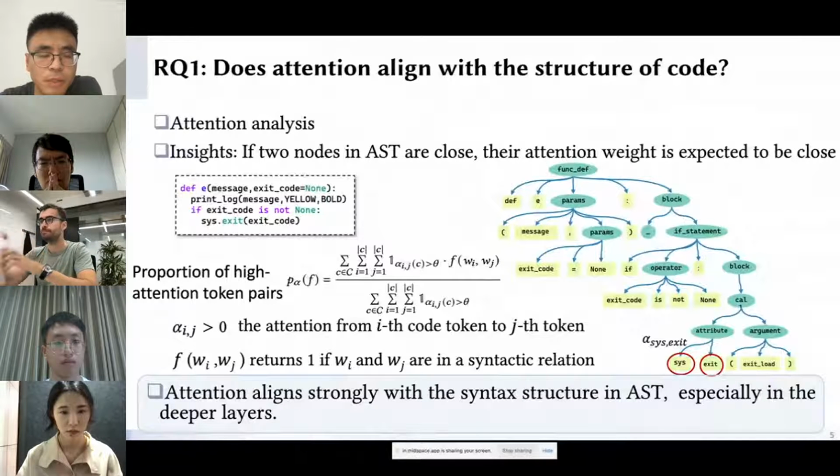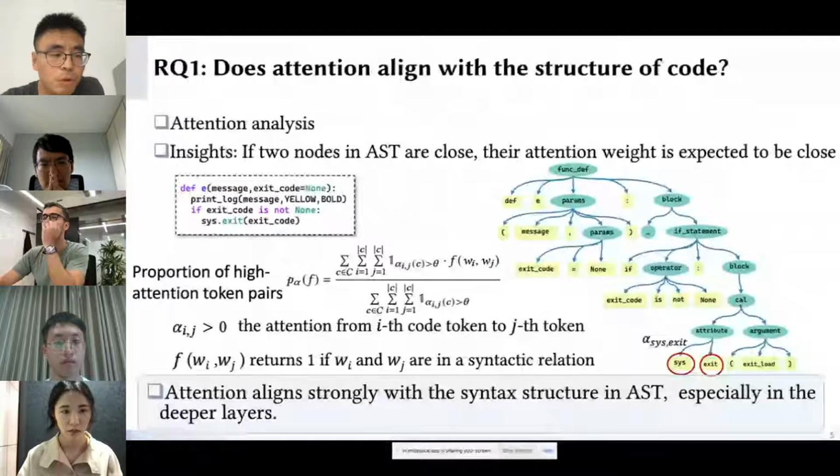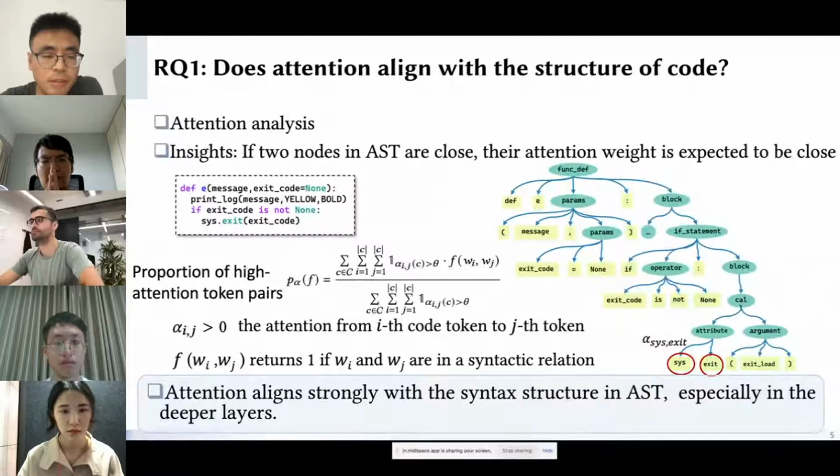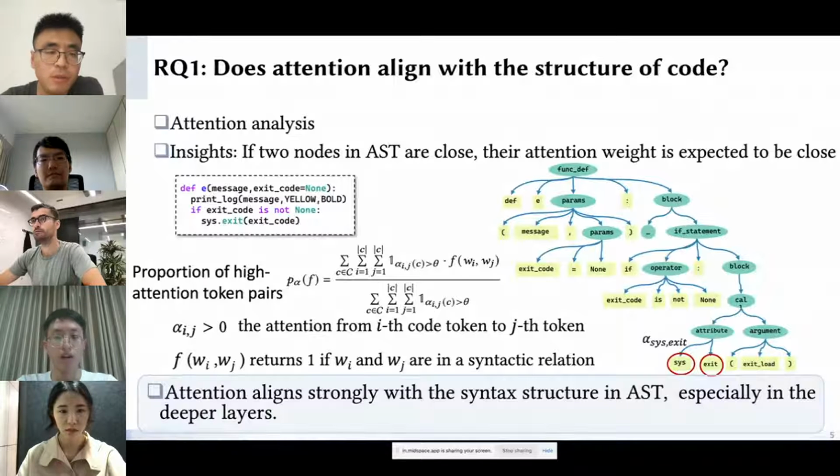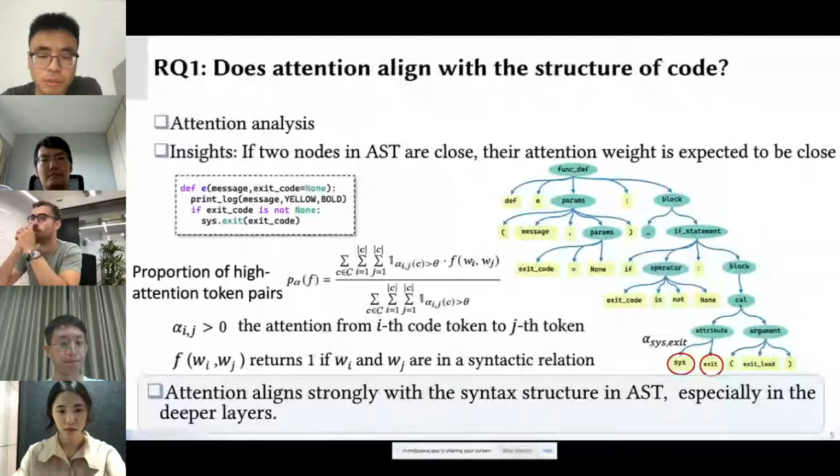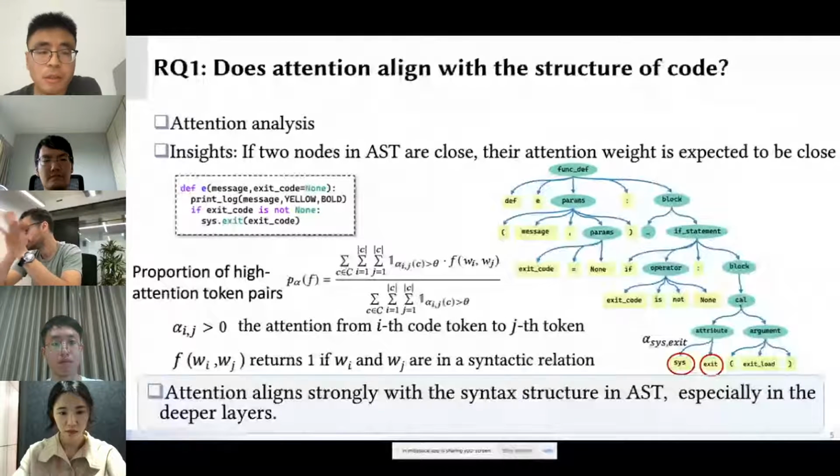So we introduce the proportion of high-attention token pairs, as in this equation, where alpha_ij denotes the attention from token w_i to token w_j, and f(w_i, w_j) returns 1 if w_i and w_j are in a syntax relation. Using this equation, we can verify the connection between the attention and the syntax structure of source code. Our empirical results reveal that the attention actually aligns strongly with the syntax structure in the AST, particularly in the deep layers.